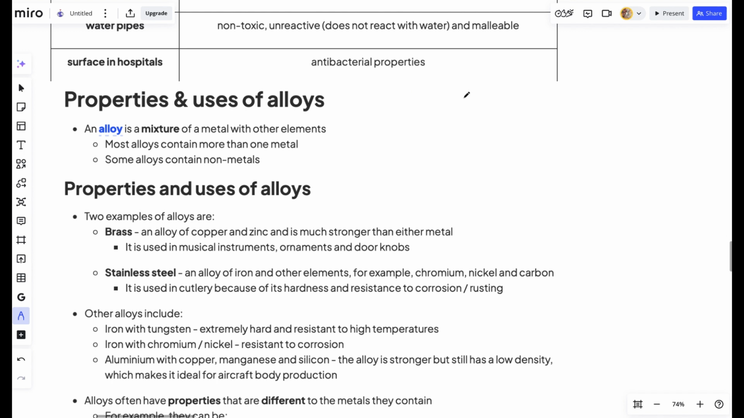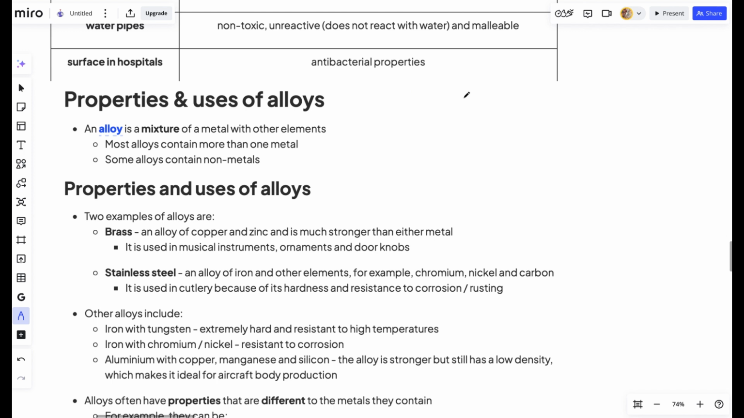So alloy is a little bit different from the pure metal itself, because the particles of alloys are made up of different sizes, while all the particles of pure metals are of the same size. So if you hit the pure metals, some of the particles might slide over the others. The alloy is difficult to slide because the particles are not all of the same sizes. Most alloys contain more than one metal. Some alloys contain maybe 1 or 2 non-metals that are added to a number of metals.